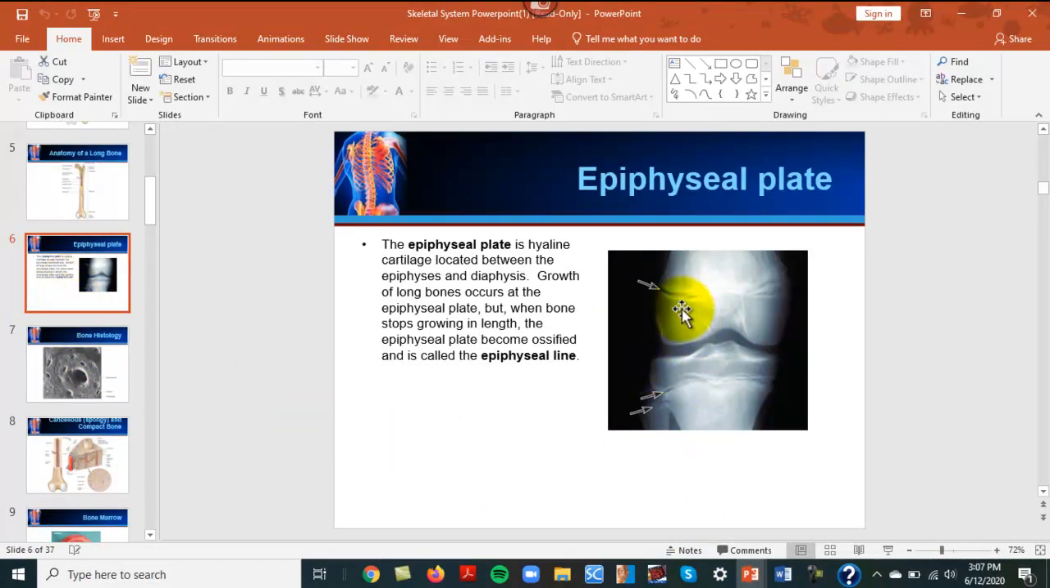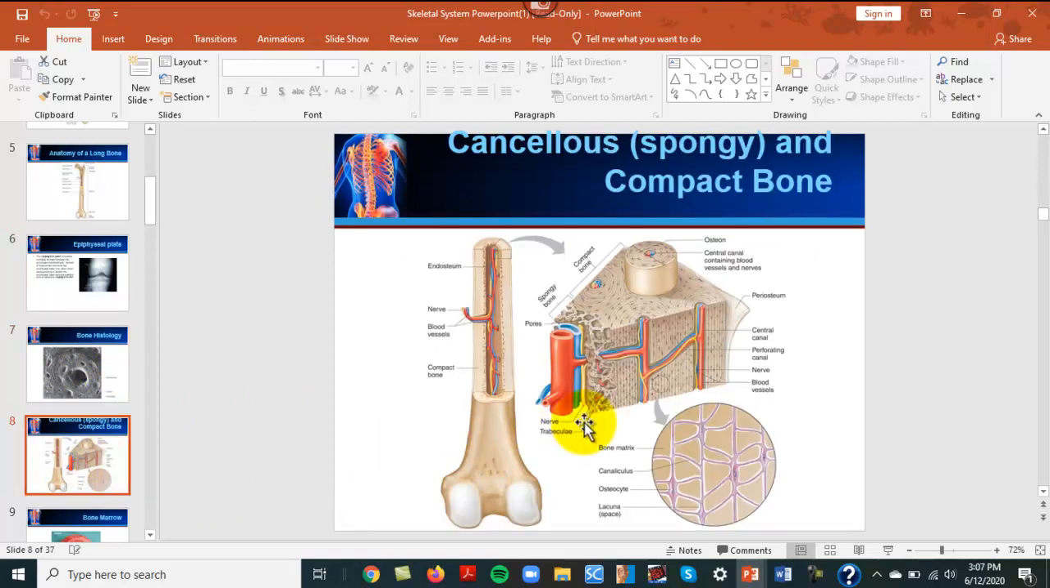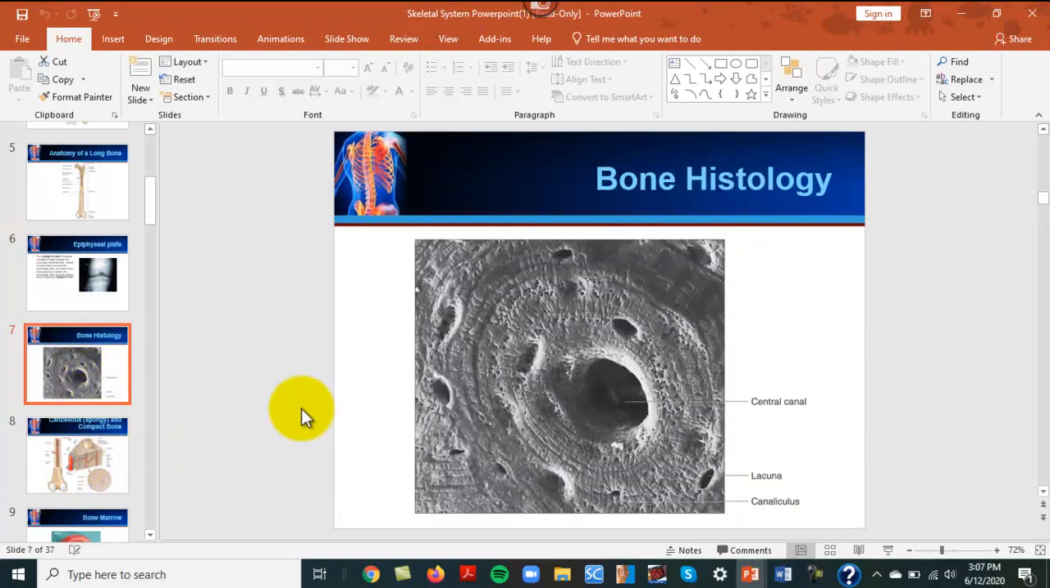I do have an x-ray. There's an epiphyseal plate or disc. That's a hyaline cartilage disc. But, well, here we go. This is an up close of this thing here that is blown up huge.